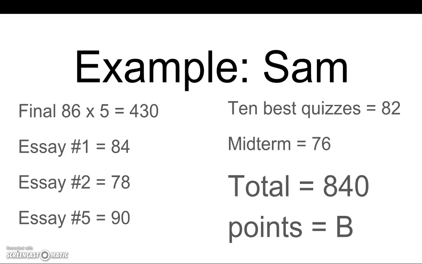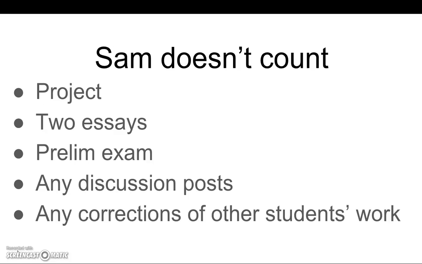Sam scored an 86 on his final. He also did well on 3 of the essays, so we'll count each one of those. His 10 best quizzes got an 82, and he took the midterm exam. We add up these scores, and he gets 840 points for a B.